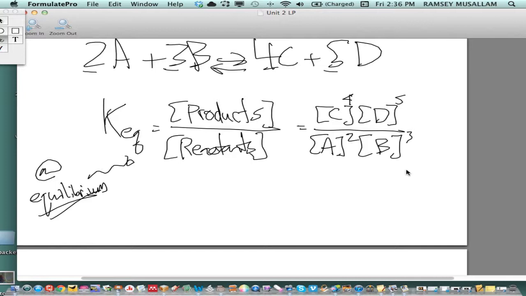And now when you go back and look at the problems, you might have looked at it and it says write the KEQ, and you freak out. That's all you do. So let me ask you guys to do this. I want you guys to write the KEQ for this reaction. I'm going to write one right here.